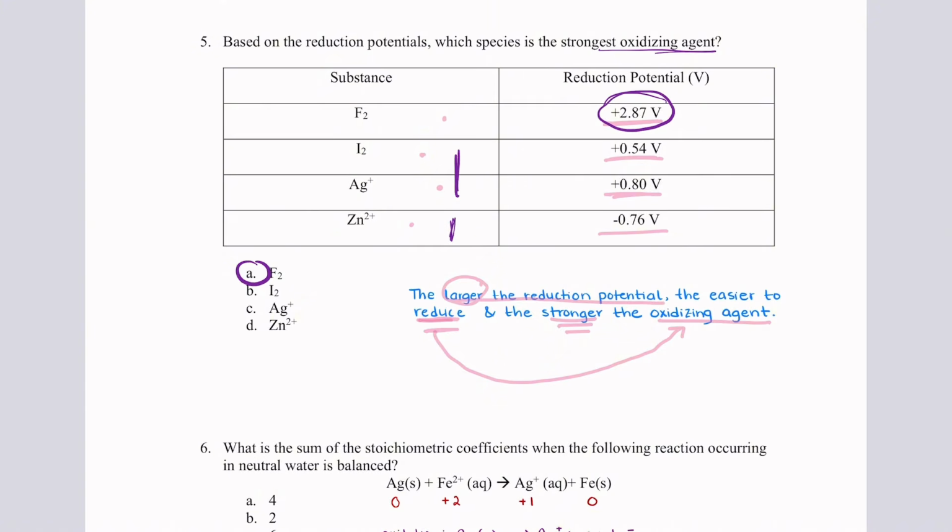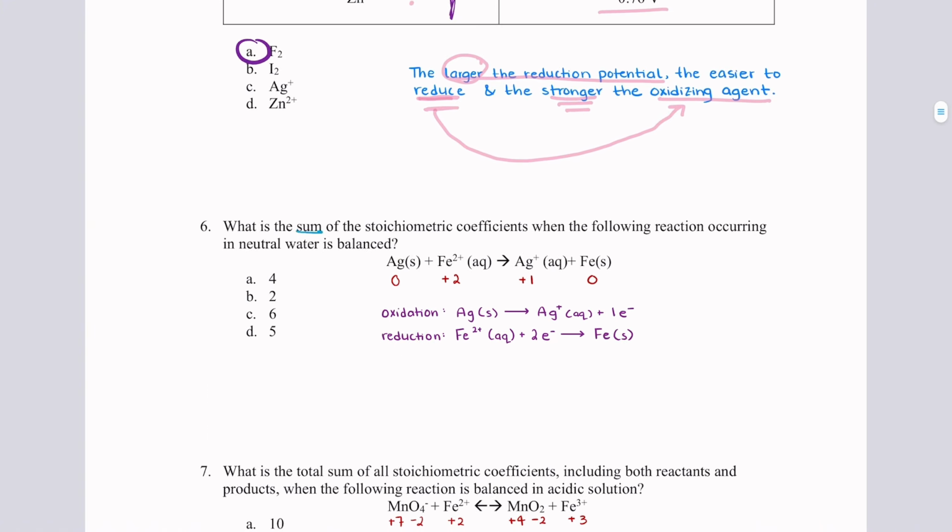Problem 6 says, what is the sum of these stoichiometric coefficients when the following reaction occurs in neutral water is balanced? The reaction is solid silver reacts with aqueous iron 2 plus ions to produce aqueous silver 1 plus ions and solid iron. So we're going to balance this using our half reaction method, and then we're going to be able to add the coefficients.